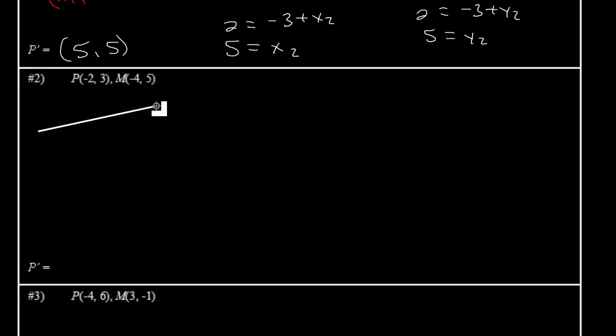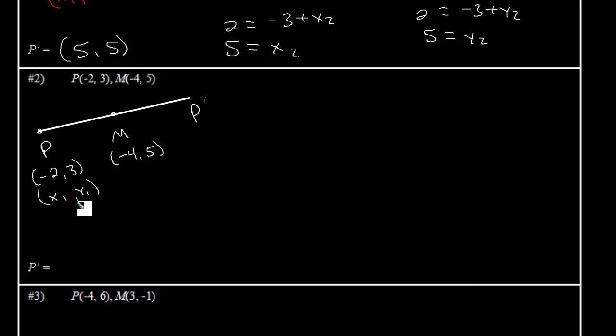Same directions. So I'm going to draw a picture. I'm going to put P on it, the letter P, pardon me. I'm not going to do anything crazy on it. I'm going to put M on it. I'm going to put P prime on it. P is negative 2, 3. M is negative 4, 5. P prime, we don't know what that is. So I'm going to say that P is x sub 1, y sub 1, and that P prime is x sub 2, y sub 2.